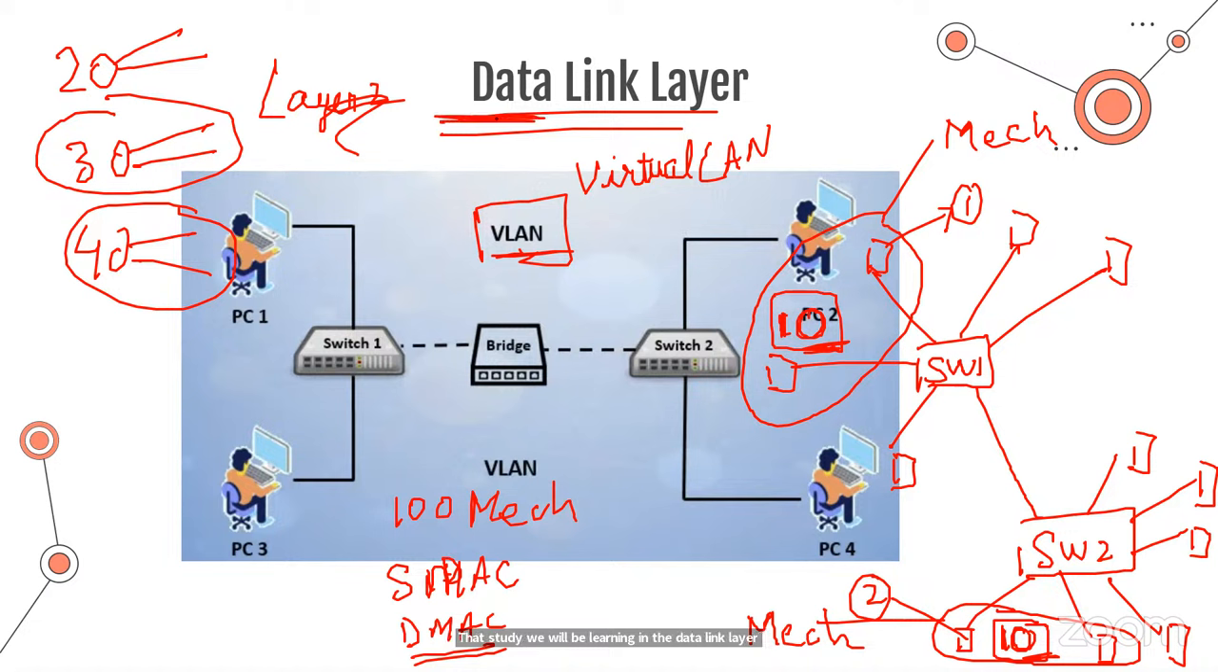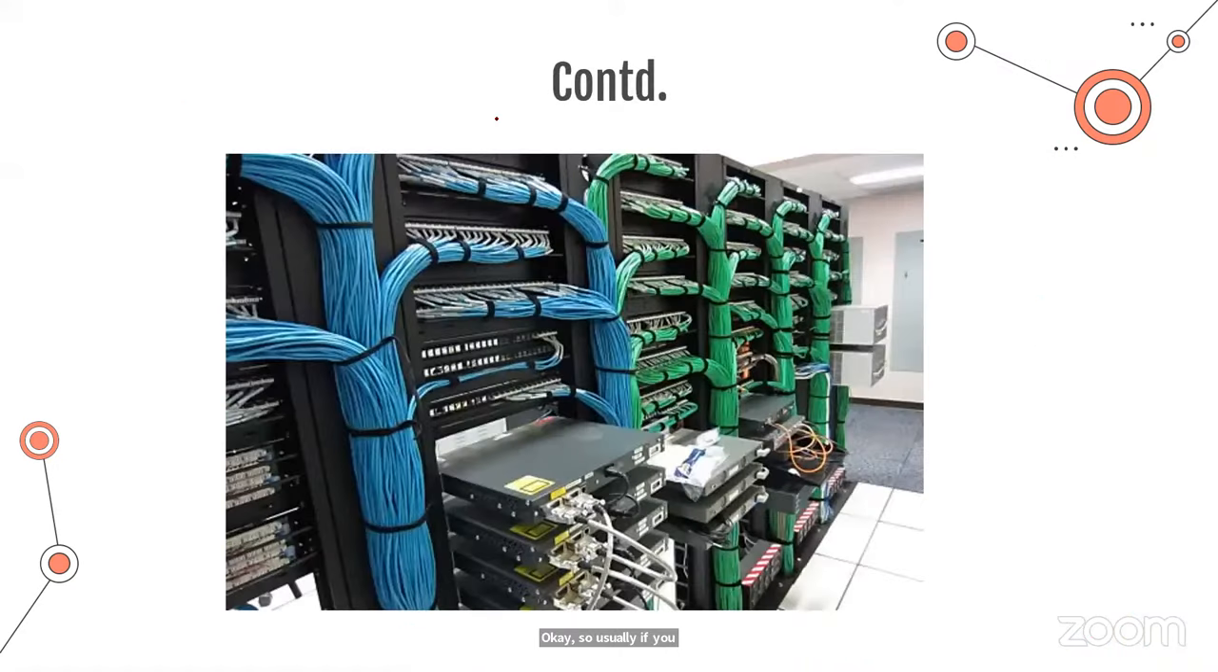Okay, so usually if you have seen a server room, a server room basically looks like this. These are different routers or switches which are connected like this. So you can think that all these wires, some of them may be part of VLAN number 10, some of them may be a part of VLAN number 20, some of them may be a part of VLAN number 30. This is how, in real time, physically, you differentiate different VLANs.